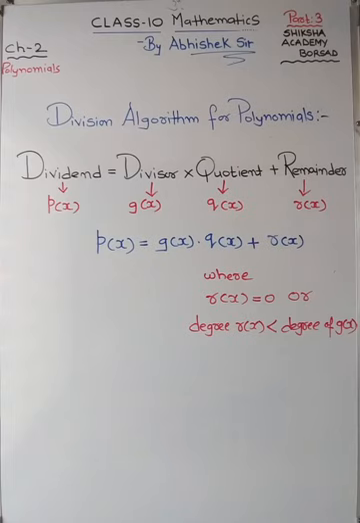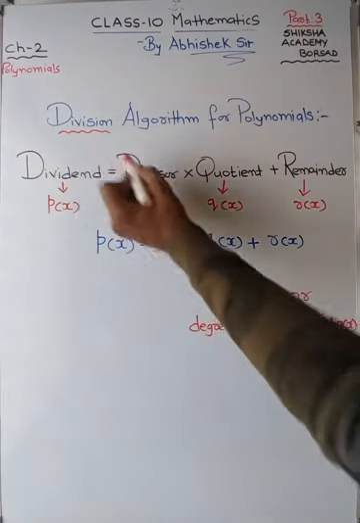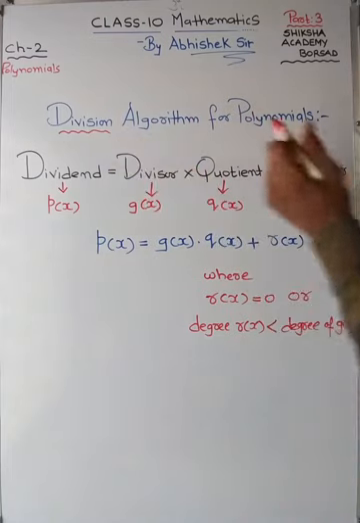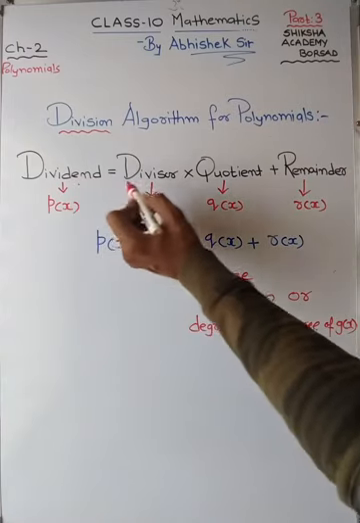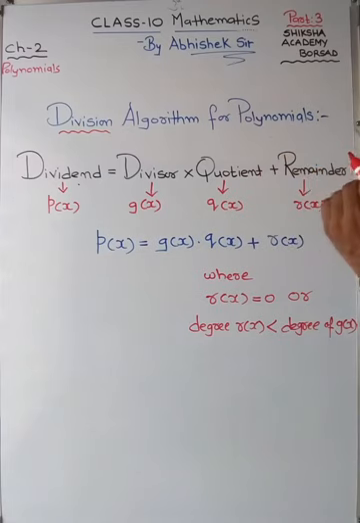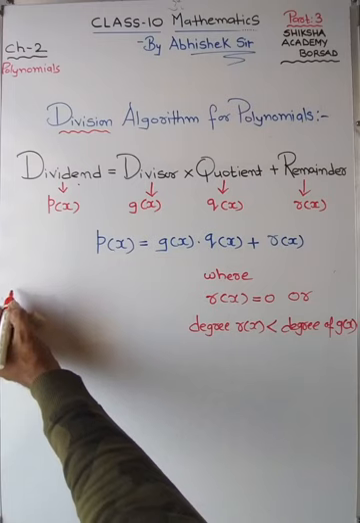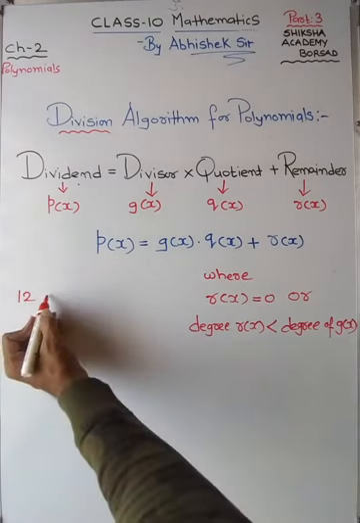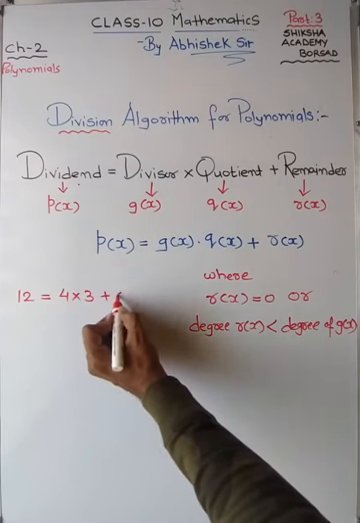So, starting with the main division algorithm for polynomials. Remember, it is the division of polynomials. So why are we studying this? Because we have to divide polynomials. Make this clear in your mind: dividend equals divisor into quotient plus remainder. I will give you an example. Over here, if you take 12, it equals 4 into 3 plus 0.